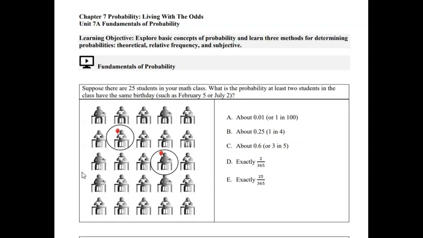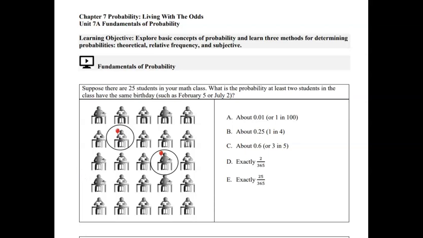So this first problem says, suppose there are 25 students in your math class. What is the probability at least 2 students in the class have the same birthday, such as February 5th or July 2nd? Okay, I just want you to kind of ponder over that and think about it. I don't know if we're going to answer it right now. I do want you to kind of think, well, we've got some options here about 0.01, which would be 1 in 100.